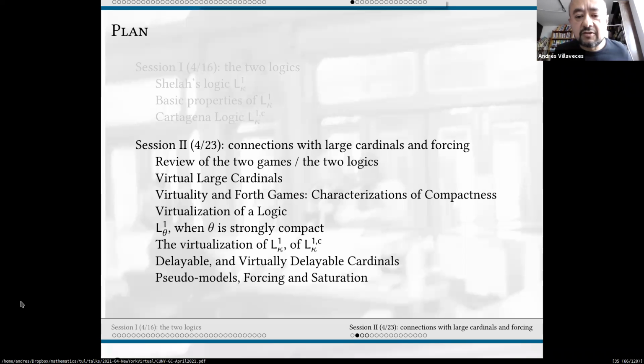So today we have the connections with large cardinals and forcings. I will start with the review of the 2 games, and then we'll go through virtual large cardinals, virtuality and games, some characterizations of compactness, virtualization of a logic, L_{ωθ}, which would be the same as L_{ωκ} when θ is a strongly compact cardinal, the virtualization of these logics, new cardinals, delayable and virtually delayable cardinals, and finally some musings on pseudo-models, forcing and saturation.